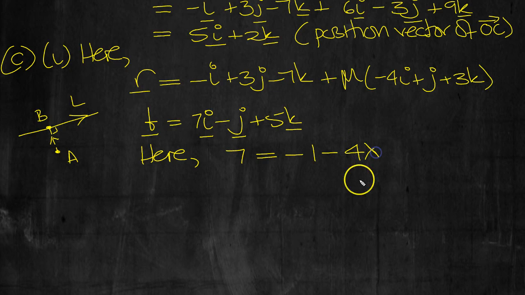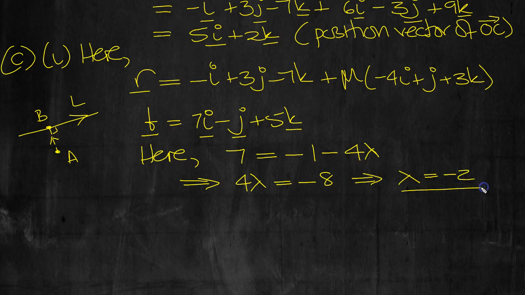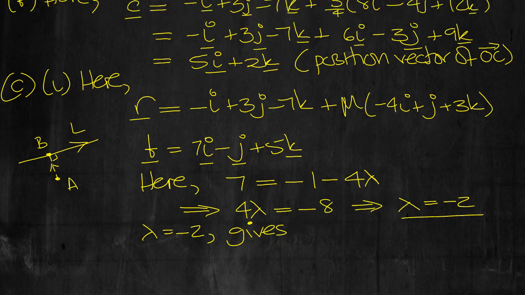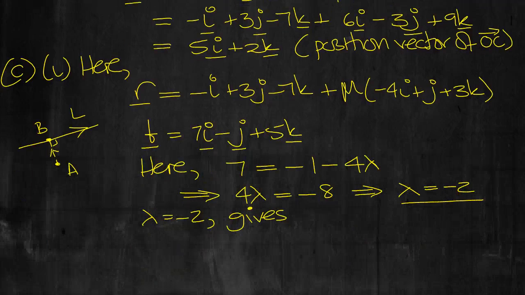So that would tell us then, move the 4 lambda over, and move the 7 over as well. Minus 1 minus 7 is minus 8. So lambda is equal to minus 2. Lambda equals minus 2 then gives... What do we get for lambda equals minus 2? r equals then?